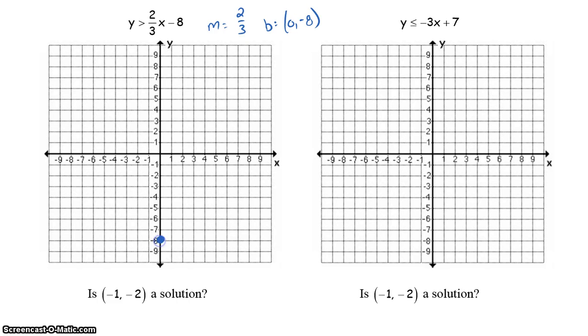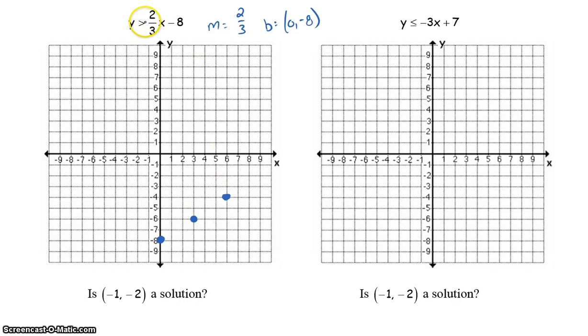To find our next points, we apply our slope. The 2 in the numerator is positive, therefore we'll go up 2. The 3 in the denominator is positive, so to the right 3. Plot my next point, follow that pattern, up 2, right 3.